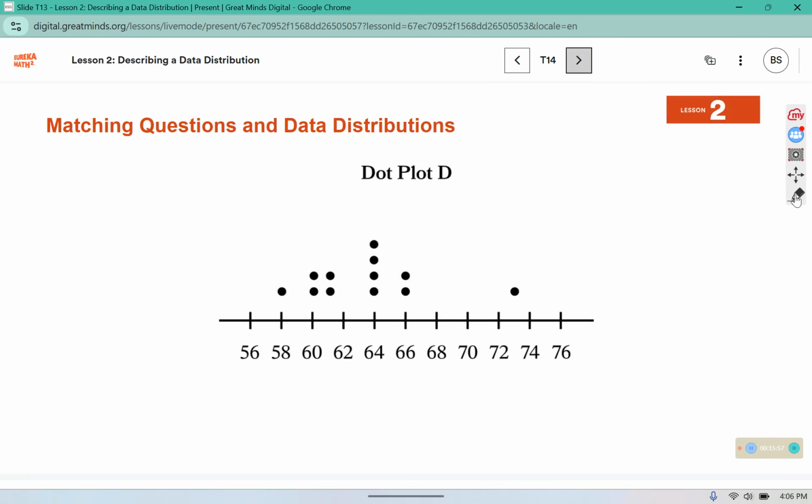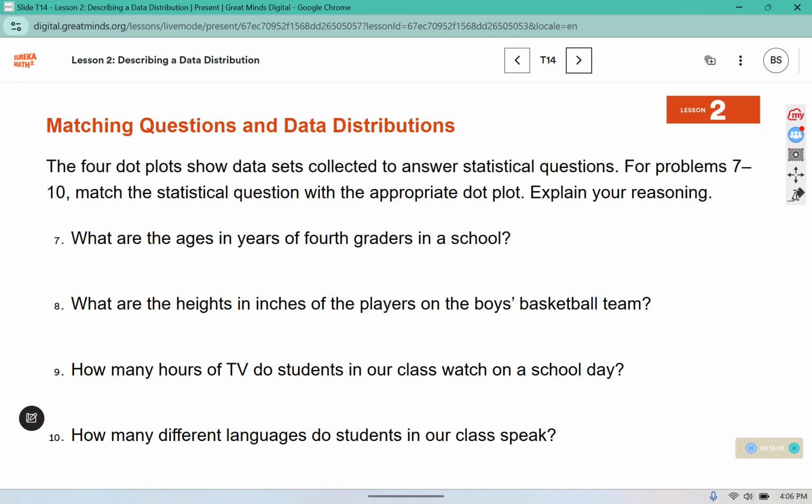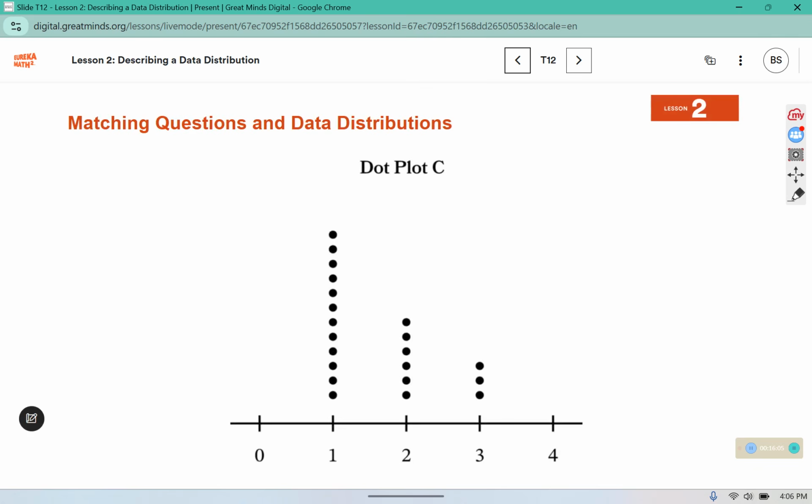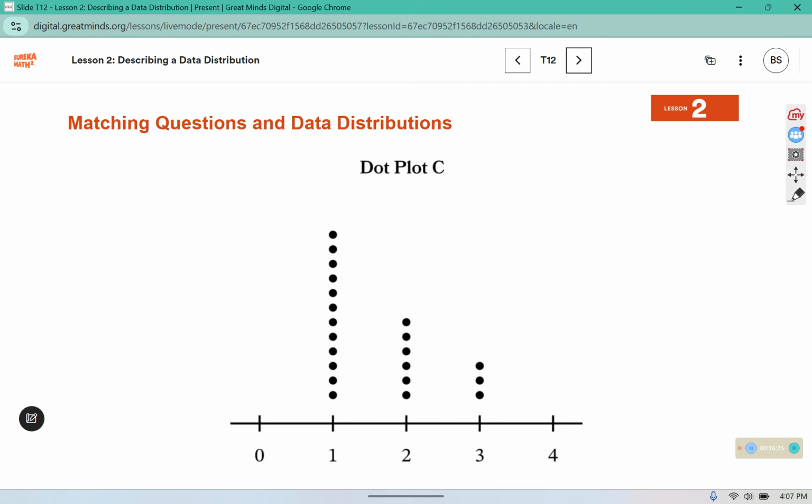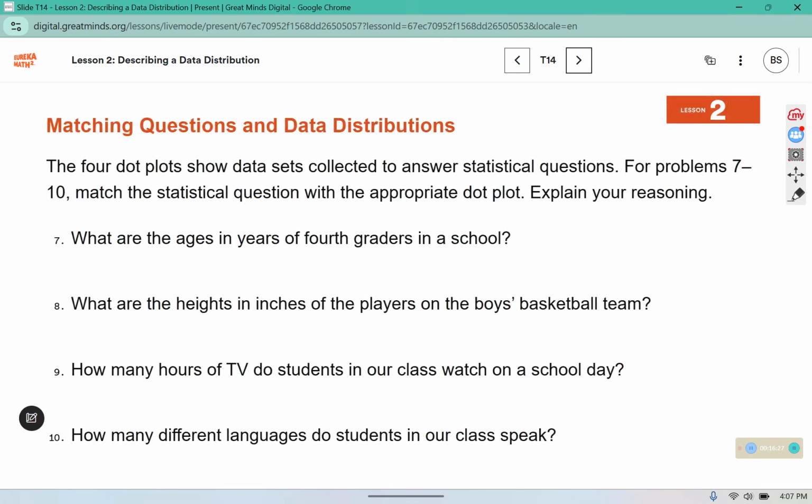Let's read the last one to make sure we've selected the correct one. How many different languages do students in our class speak? Well, I would think the majority of people speak one language, and then there's a couple of people who can speak multiple. I doubt we have anyone who speaks 0 languages in our class, but we might have some people who watch 0 hours of TV. So dot plot C makes more sense for the languages, and B would make more sense for the TV.